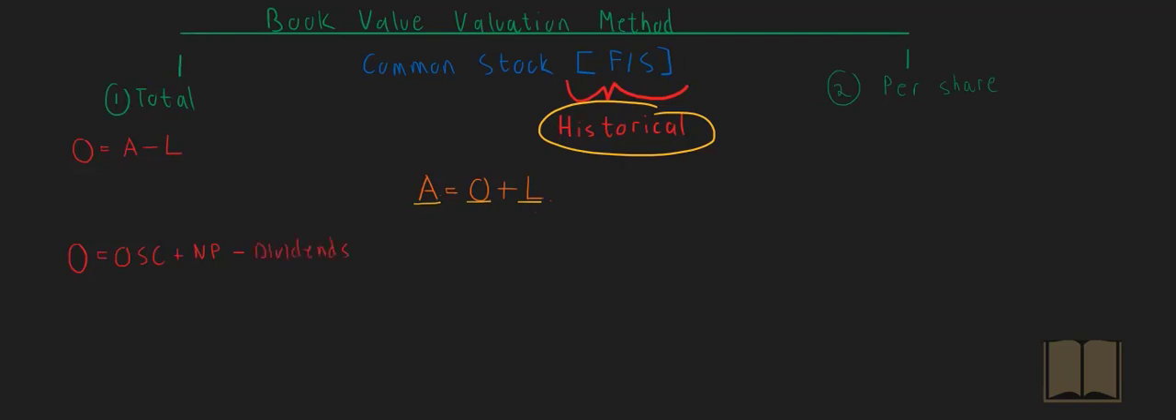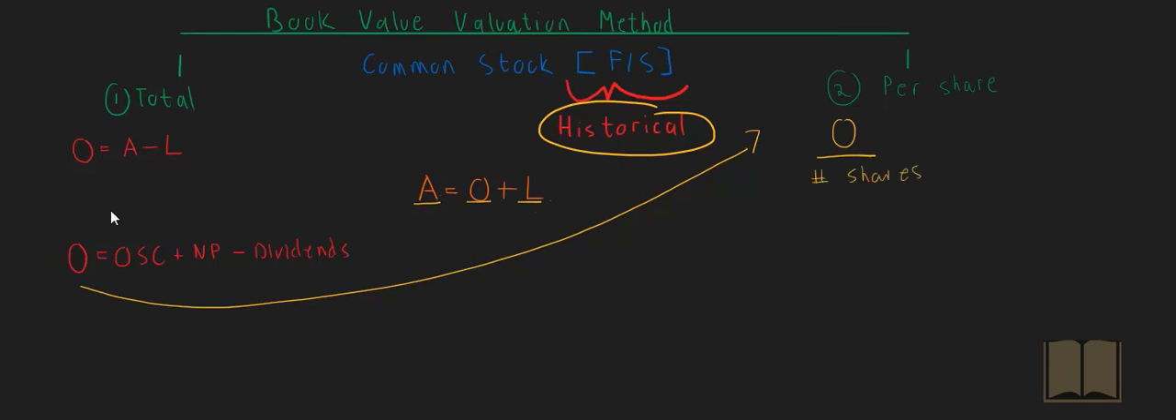If you're calculating the book value per share, then you would take the owner's equity, as we've calculated in method 1, and you divide it by the total number of shares.